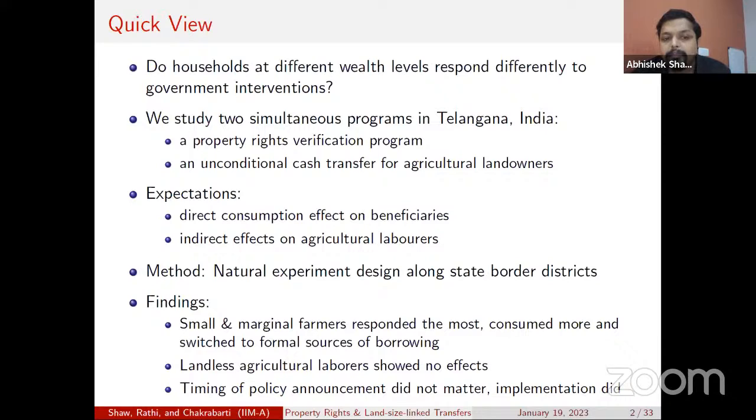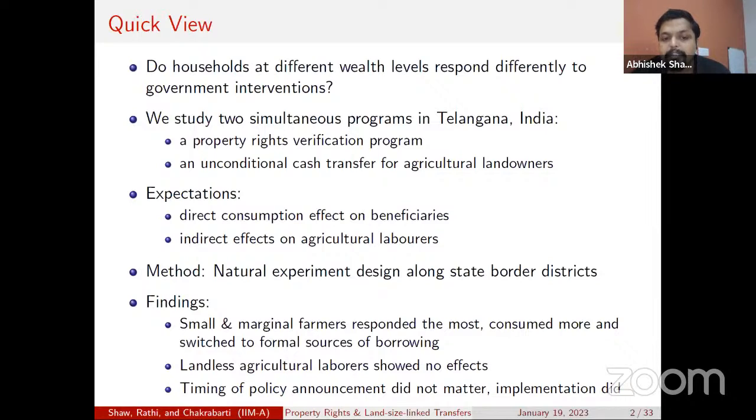Intuitively, one would expect a few things to happen. Of course, with a transfer of cash, one would expect beneficiaries to show some increase in consumption expenditure. And the other thing one expects is that with landowners getting money, agricultural laborers who are dependent on landowners for employment would also probably see some improvements in consumption because of increases in employment or some other form of transfer. So these are the indirect effects that one expects. This is what one enters this study expecting.